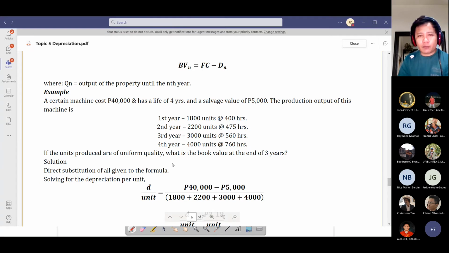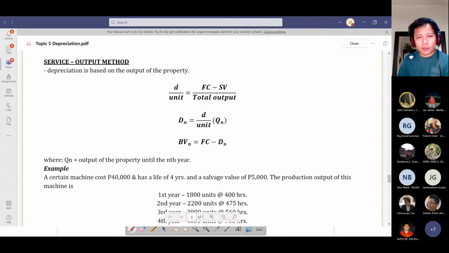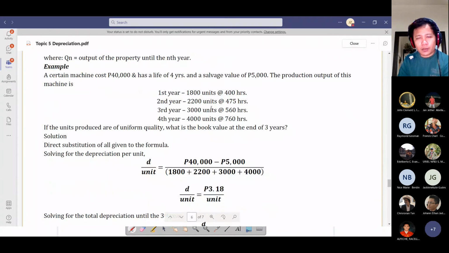Again, first, solving for the depreciation per unit, that would be first cost minus salvage value. The first cost is the purchase price of the machine; there is no other thing that can be considered as first cost. Minus the salvage value, which is given, divided by the total output. Now, you are given the output per year, so your total output would be, just add them all up, 1,800 plus 2,200 plus 3,000 plus 4,000. That would be your total output.